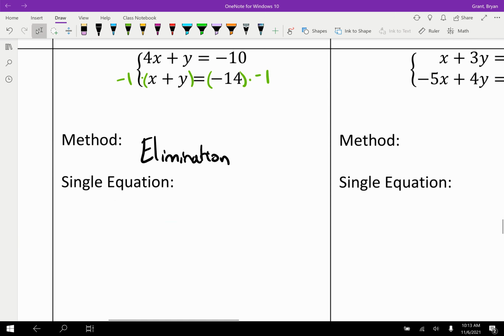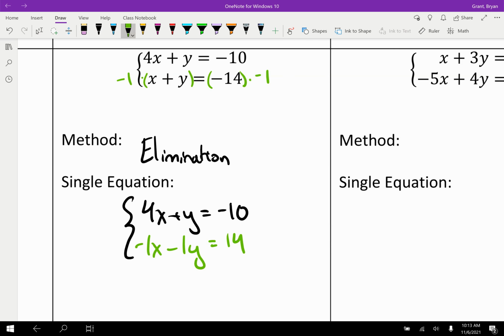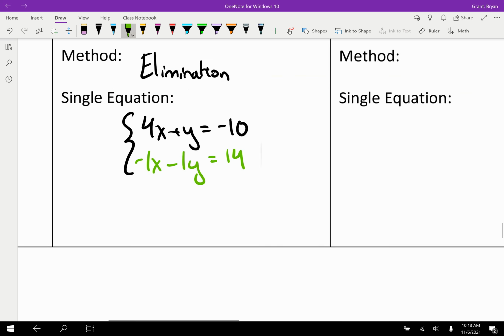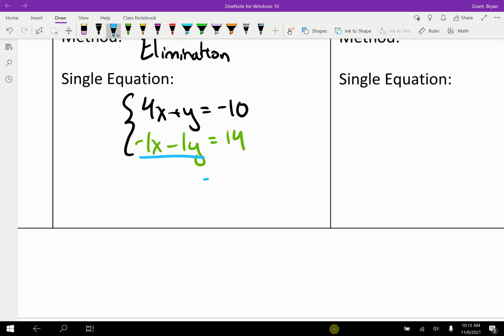And let's see what we get. The top equation has not changed. 4x plus y equals negative 10. The bottom equation becomes negative 1x minus 1y equals positive 14. And now let's see what cancels. 4x minus 1x is 3x. 1y minus 1y is 0. Negative 10 plus 14 is 4.